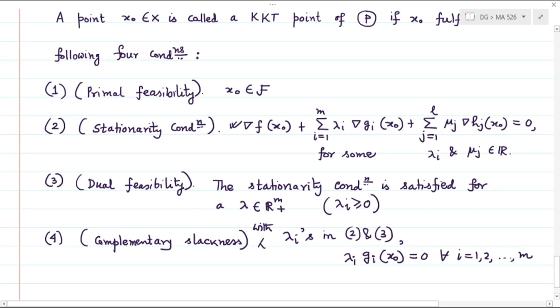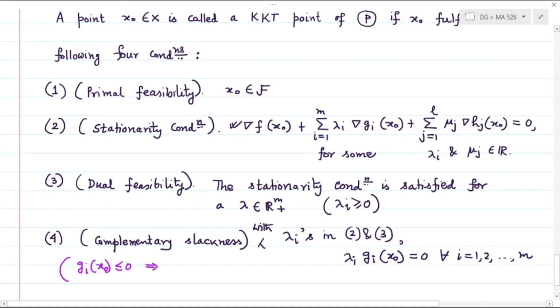Why is it called complementary slackness? Because we know that in the constraint set you have g_i(x) less than or equal to 0, right? g_i(x) less than or equal to 0, or g_i(x0) is less than or equal to 0.